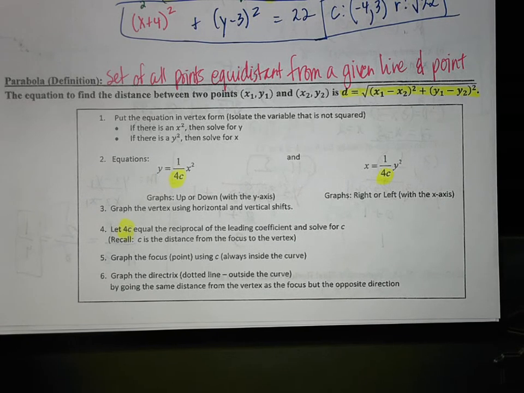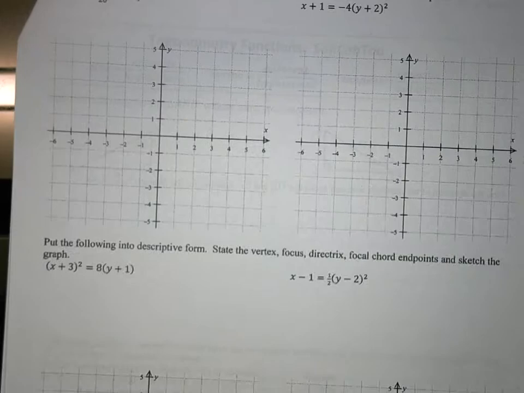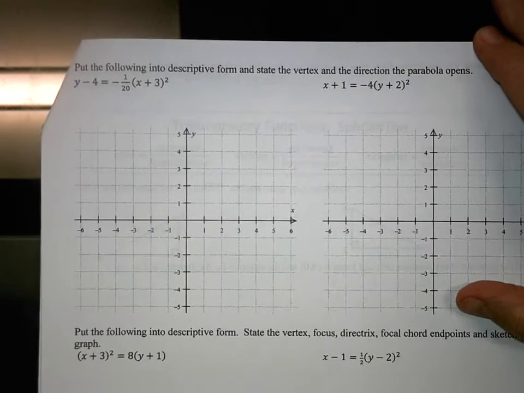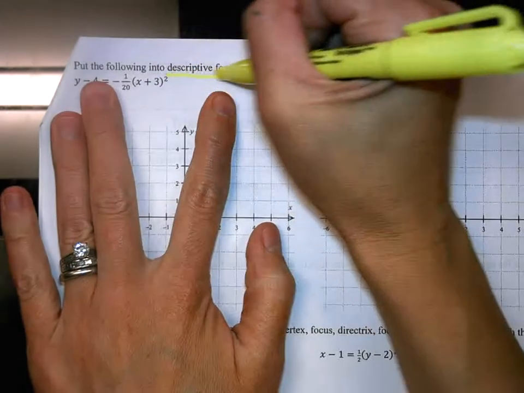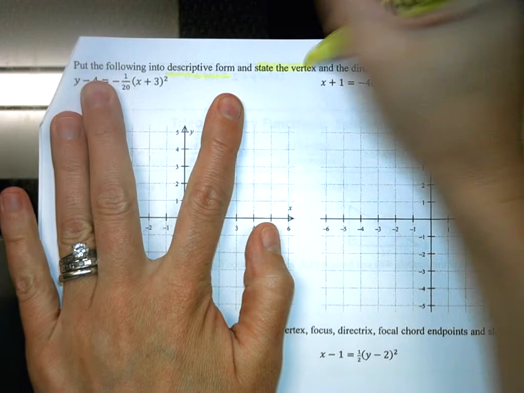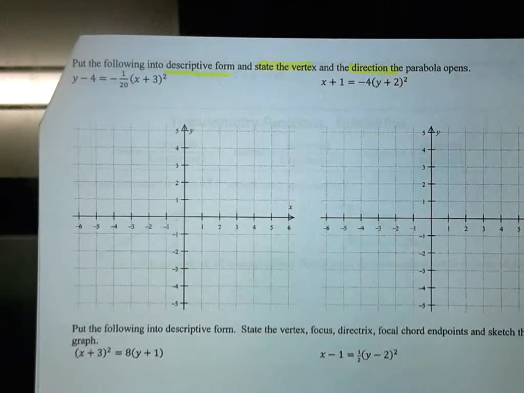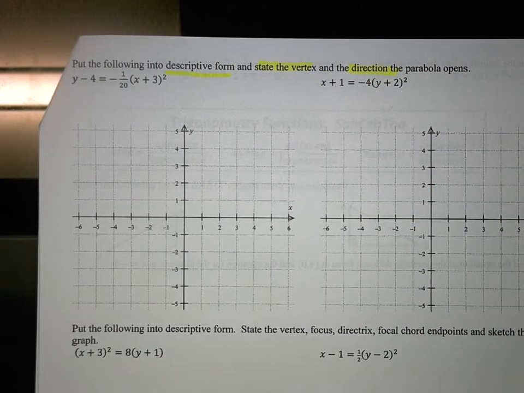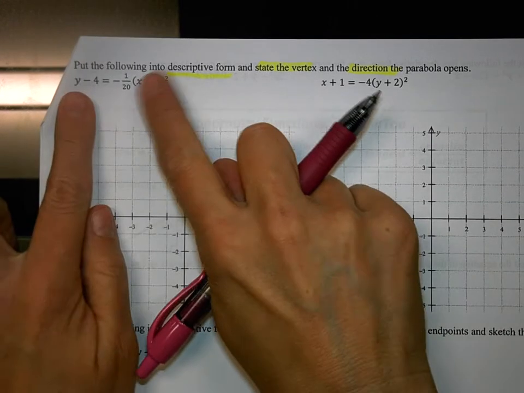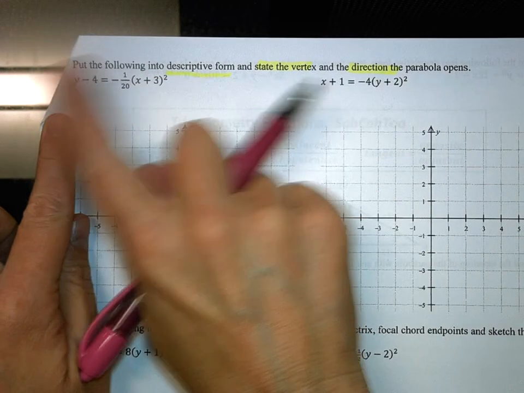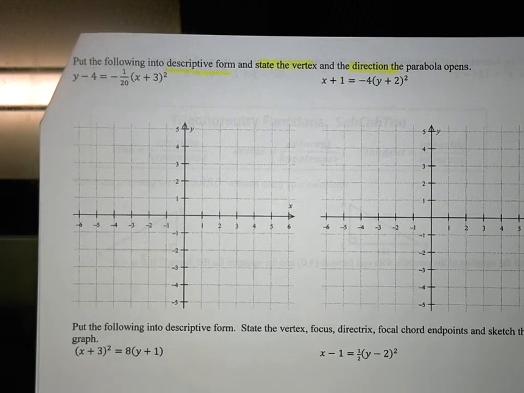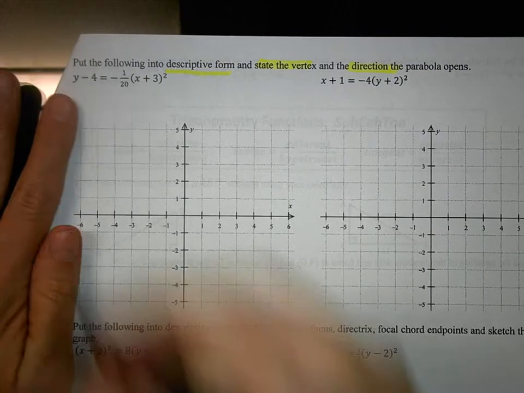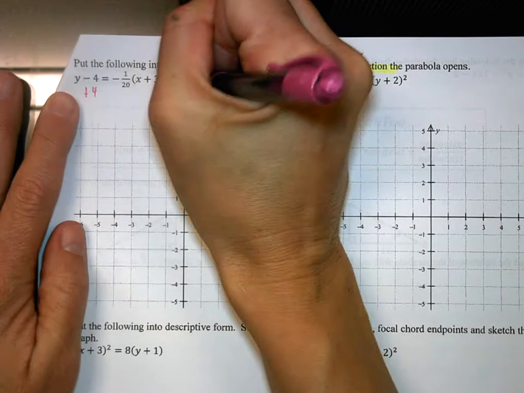Any questions so far? Okay. So we have some graphs. The first one, just to put it into descriptive form, state the vertex and the direction that the parabola opens. Okay, so is this in the correct form right now? No. So you're always looking to see what term is squared, and whichever term is squared, the opposite one is the one that you want to get by itself. So in this case, we want to get the y by itself. What will I do in order to get the y by itself? Very good. Add 4 to both sides.